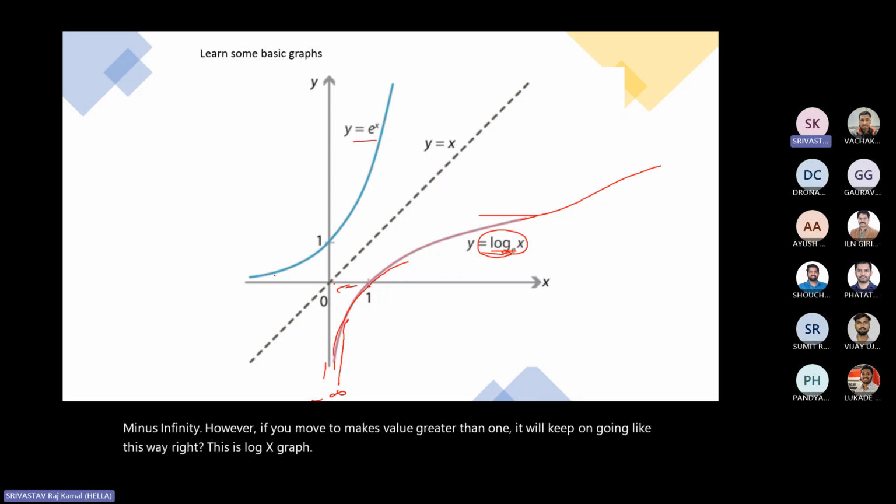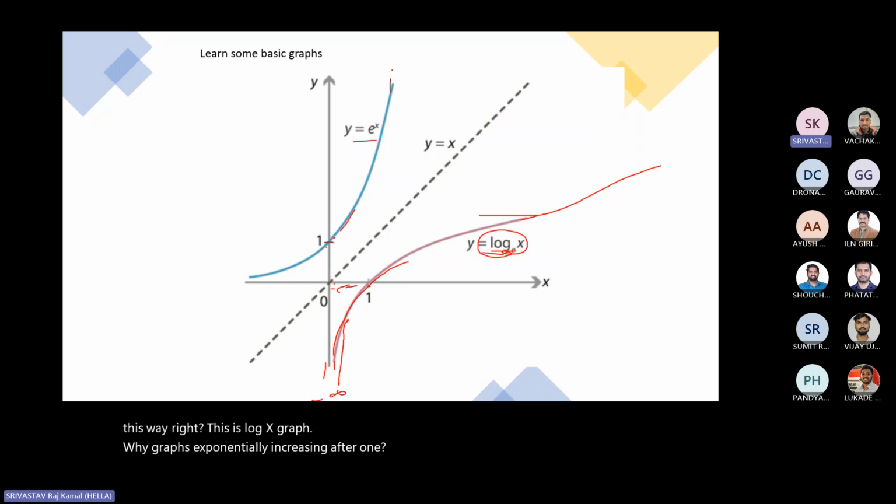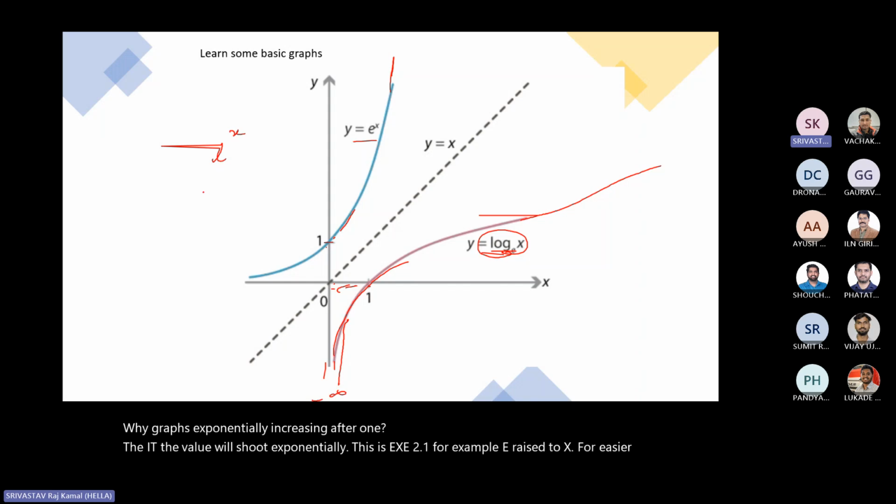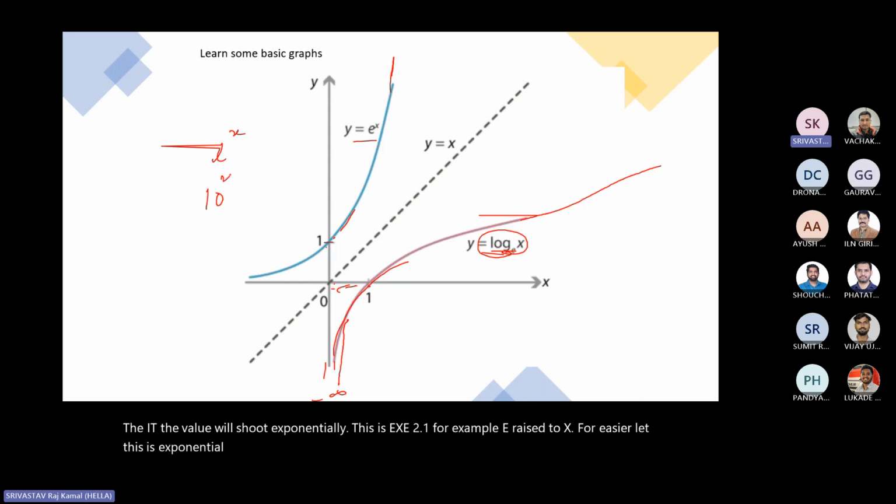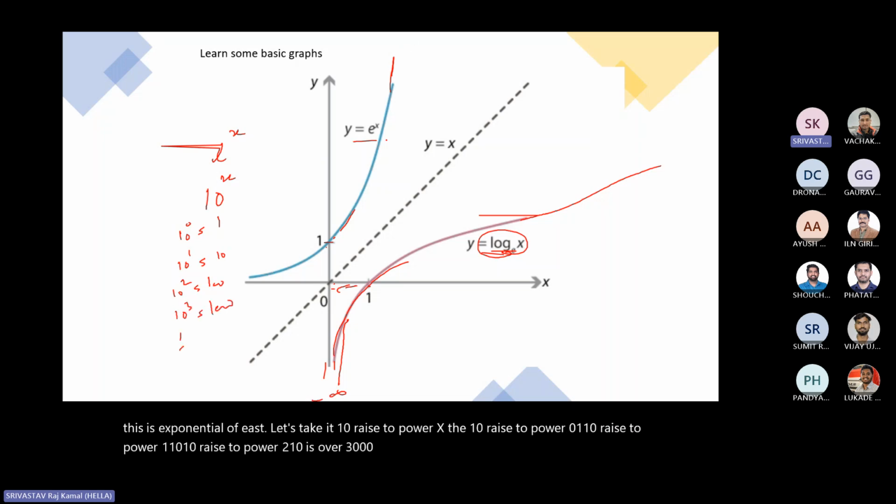y equals e to the x graph is exponentially increasing. After 1, the value will shoot up exponentially. This is e raised to power 1, for example, e raised to x. For easier understanding, let's take 10 raised to power x. So 10 raised to power 0 is 1, 10 raised to power 1 is 10, 10 raised to power 200, 10 raised to power 3000, and so on. These values explode very fast.